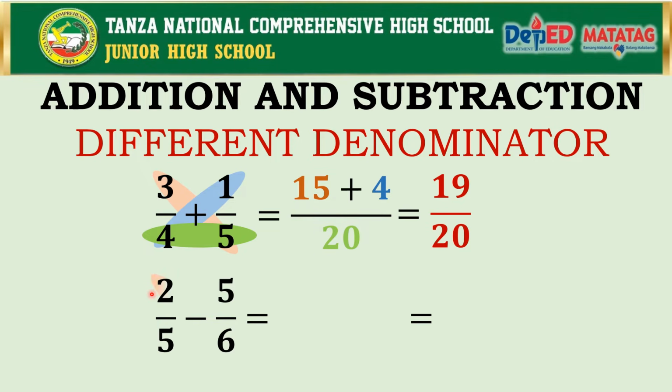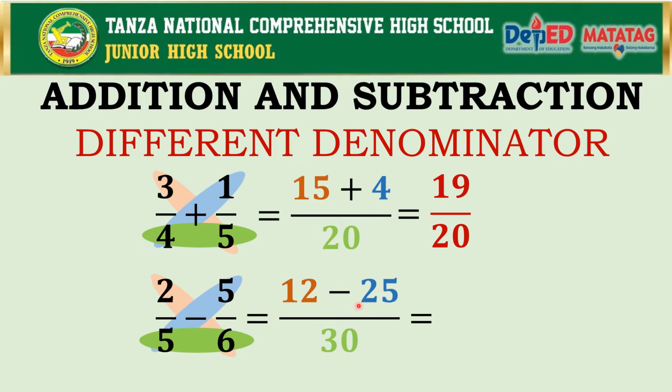We can apply here this butterfly method. So 2 times 6 is 12. 5 times 5 is 25. All over 5 times 6, which will give you 30. So we are subtracting integers now. Since the operation here is minus, you have to apply here the keep, change rule. So if you subtract 12 and 25, that will give you negative 13 over 30.